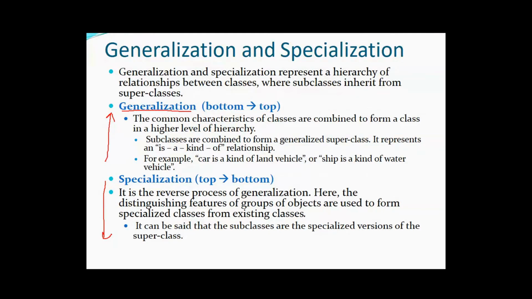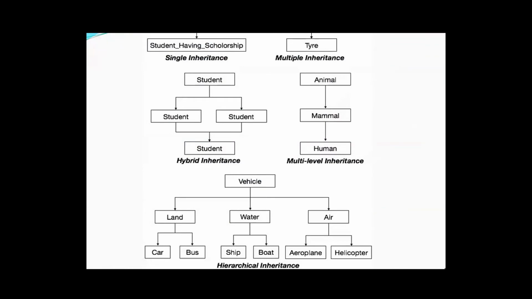From top to down. What's your major? IT. Okay. What's your specific major? Network and security. And what is the main major? Security. So you go from the top to the bottom. We call this what? Specialization. Okay, you need to understand the difference between specialization and generalization.